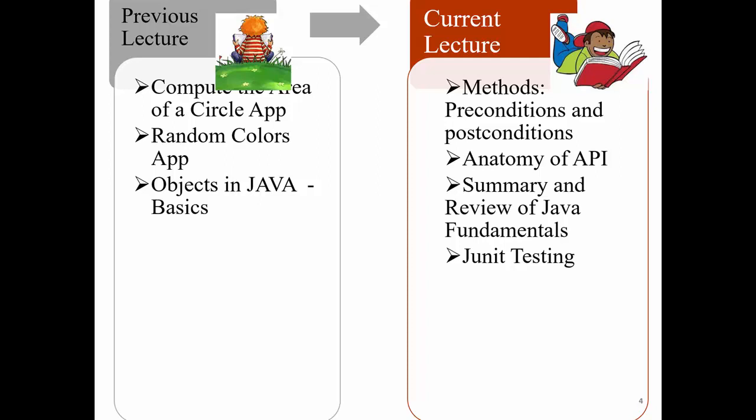And also we're going to discuss the API, how we can read the API and understand it. By looking at the API, we can know what the method does, and we cannot know the actual implementation of the method, but we can know what kind of input this method receives, what kind of output this method will return, and if there are any preconditions or postconditions applied to this method we have to take care of. And then I'm going to summarize what we did so far in terms of Java fundamentals: data type conversions, defining objects, and also we're going to cover the JUnit test.